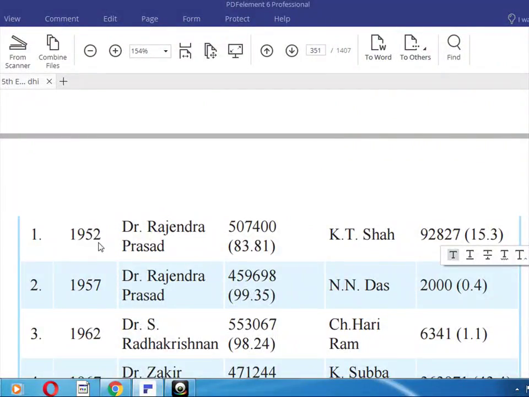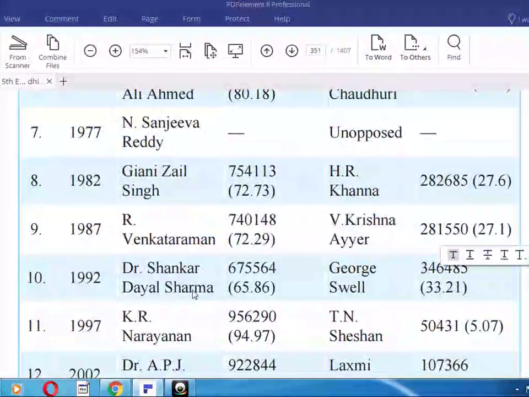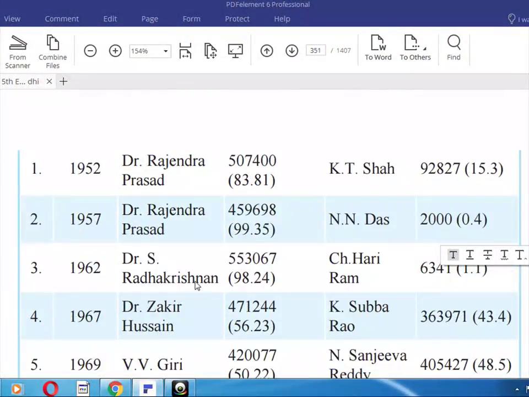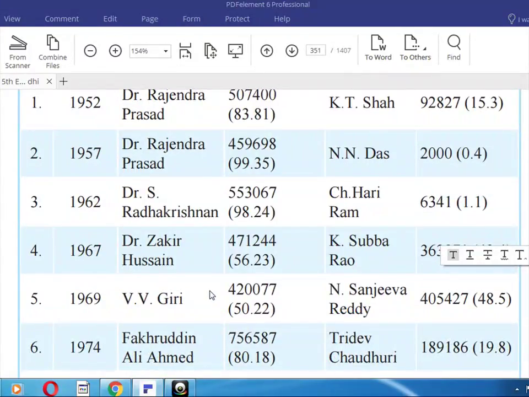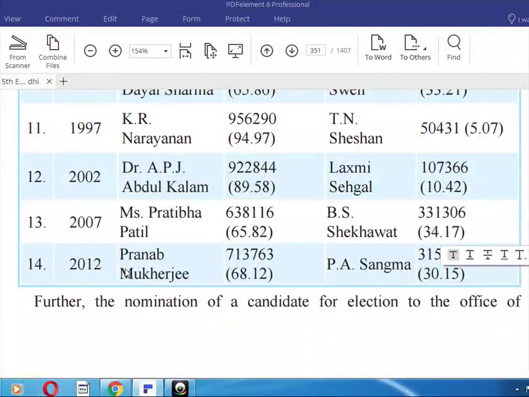Winning candidates. In 1952, Dr. Rajendra Prasad, and K.T. Shah was the opponent. The second, 1952 to 1957, was Rajendra Prasad again, with 99.35 percent. Next come Dr. S. Radhakrishnan, Dr. Zakir Hussain, and others, up to the latest, UP's candidate, Kovind.